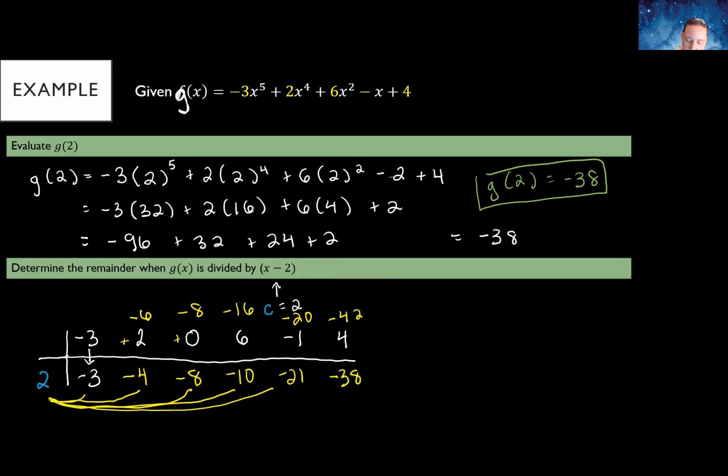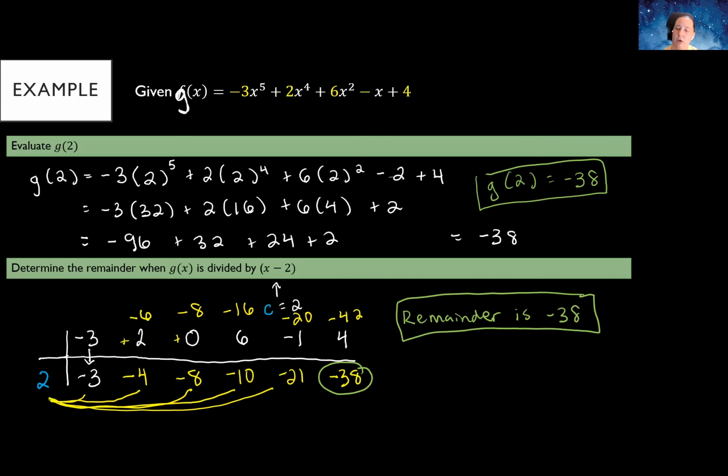The remainder is that last number that you get there. So the remainder here is negative 38. And this is where you see the connection in what the remainder theorem is telling you, because the remainder is the same thing as G of 2. You get the same number. And so the whole powerful thing here is that if you need to evaluate a function, you can either plug in that number for X, or you can do synthetic division.